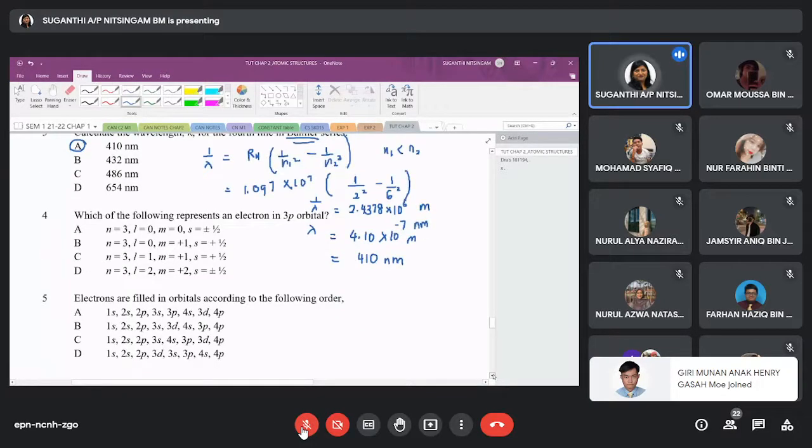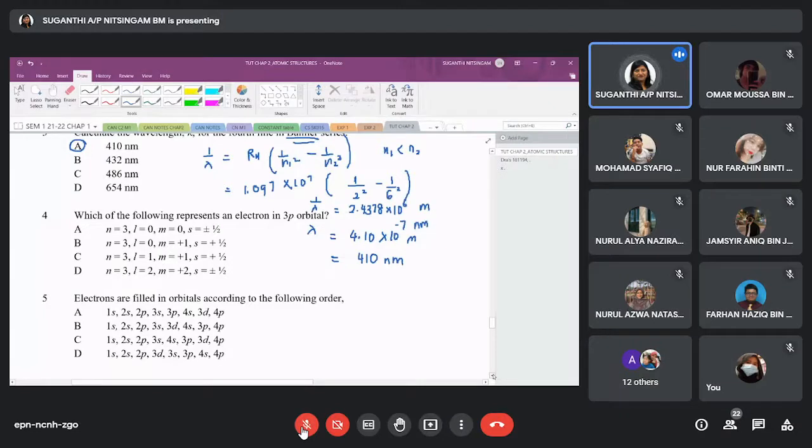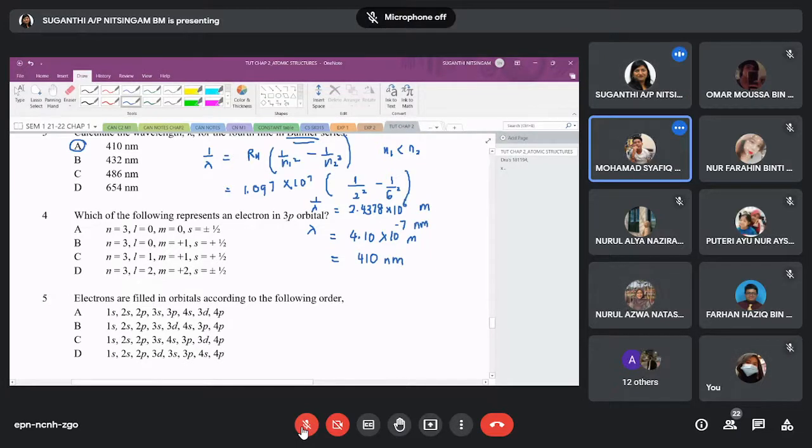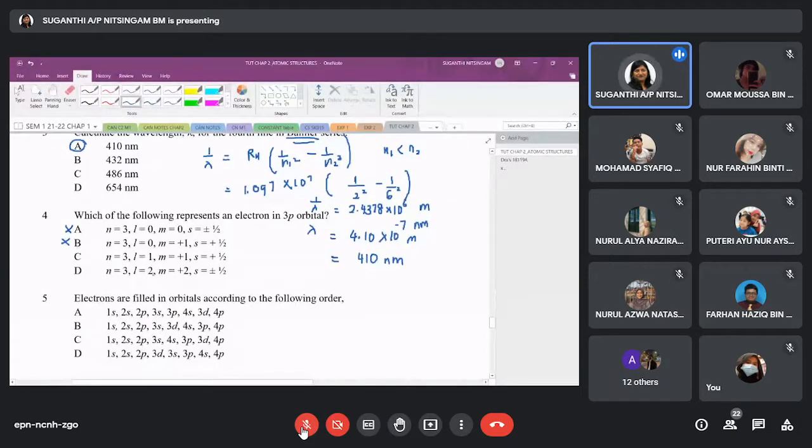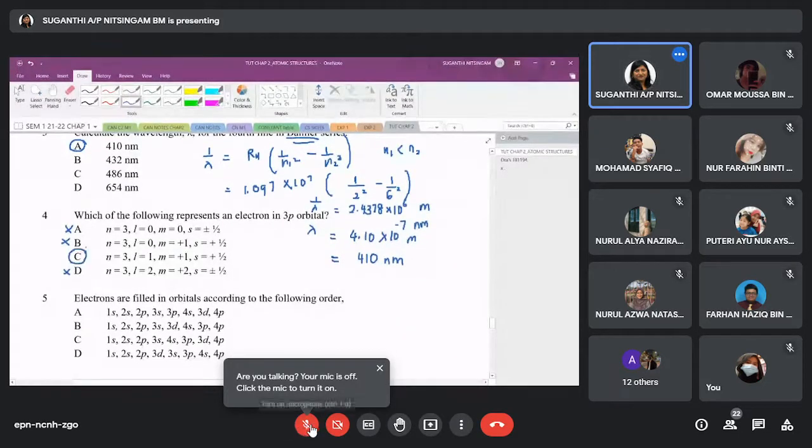Which of the following represents the 3p orbital? Okay, so you see kalau P, kalau L dia sama dengan berapa? 1 kan? So yang ni kosong-kosong ni dah salah lah. So ini bukan jawapan dia. So di antara ini adalah 2 pula. 2 kalau 3D. So ini pun bukan jawapan dia.